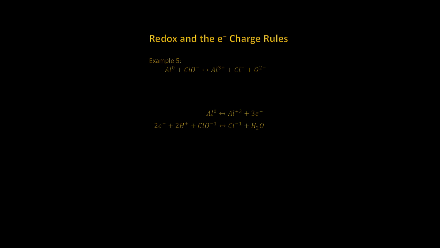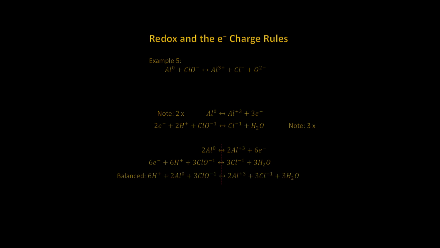Notice how the e- charges are not equal and must be accounted for, as the solid aluminum oxidizes to aluminum 3+, and the hypochlorite reduces to chlorine minus. Therefore, all items in the aluminum oxidation equation are multiplied by 2 to obtain the least common multiple for both equations, which is 6. The hypochlorite reduction equation is thus multiplied by 3. The final balanced equation is as shown.